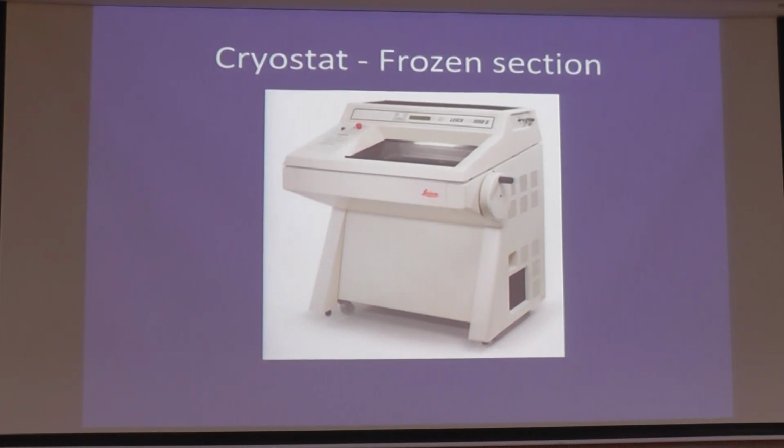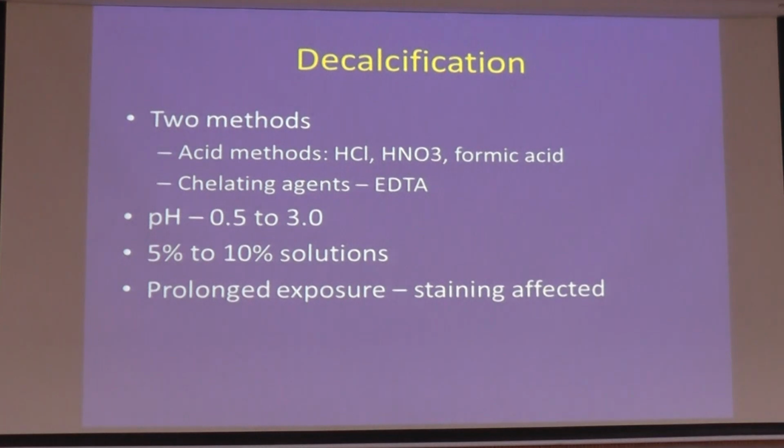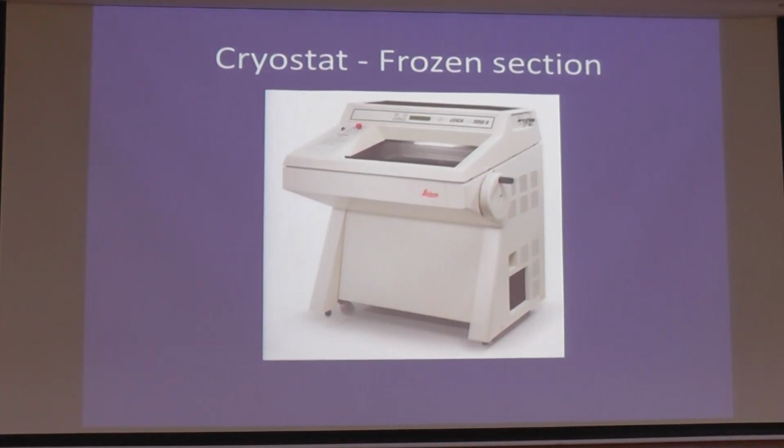Then another one is frozen section. For that we are using a separate machine. This is the cryostat. In this, the temperature is around less than minus 20 degrees Celsius. So here the tissue will be frozen so that it becomes hard and can be easily cut, and then it's stained by rapid H&E staining, and we screen the slides immediately.